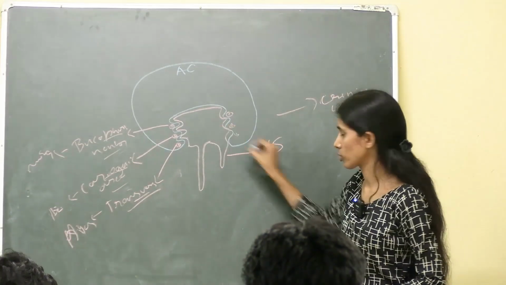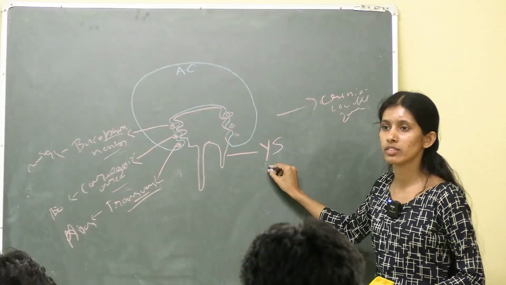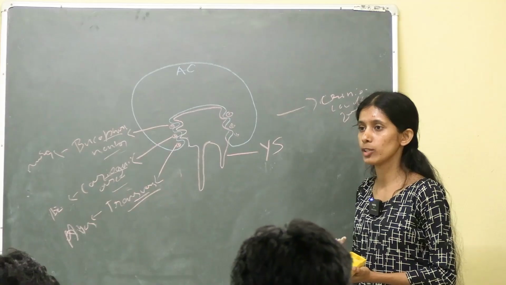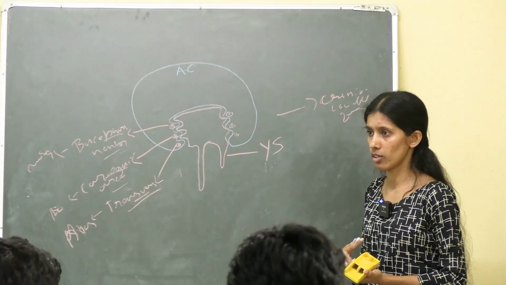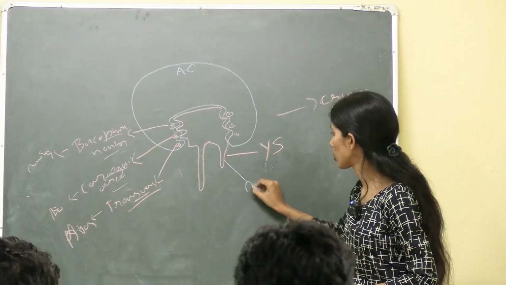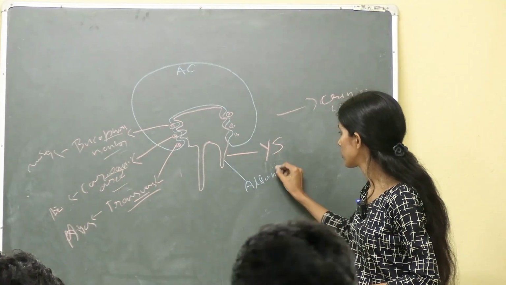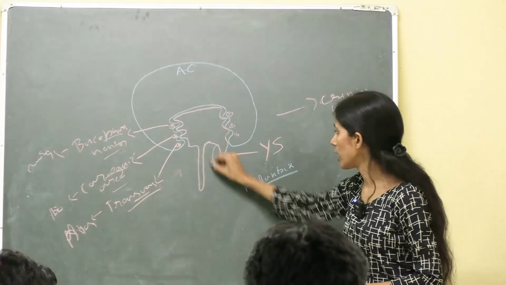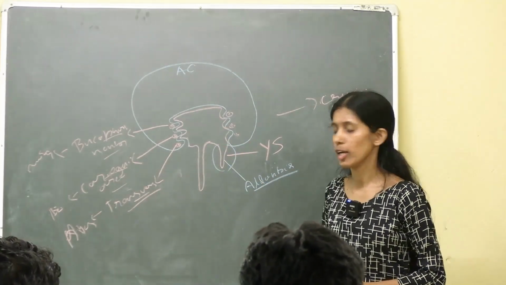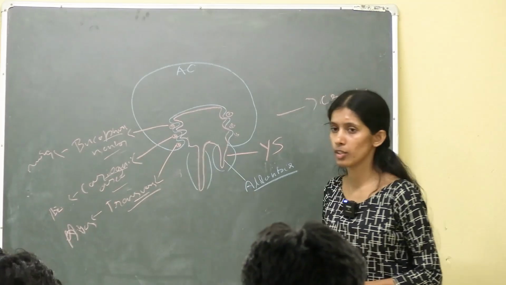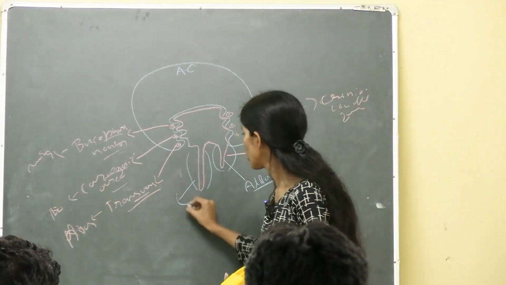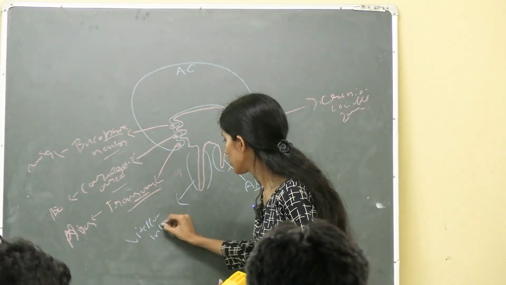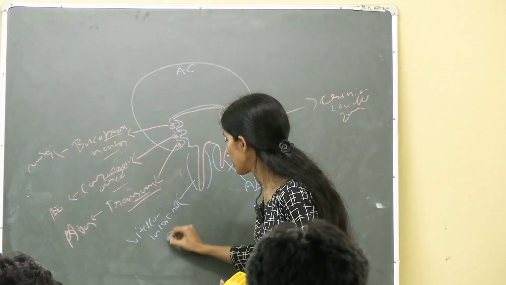Next we have yolk sac. In the yolk sac we have seen three important structures, that is cloacal membrane, followed by allantois and the connecting stalk, right? This is your allantois. Along with the allantois we have one more important structure in the yolk sac now, that is called intestinal duct.